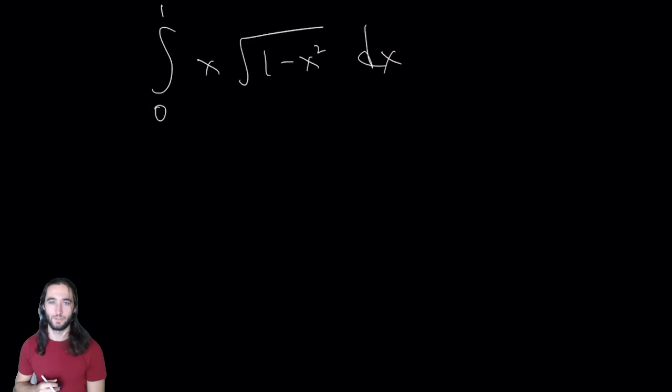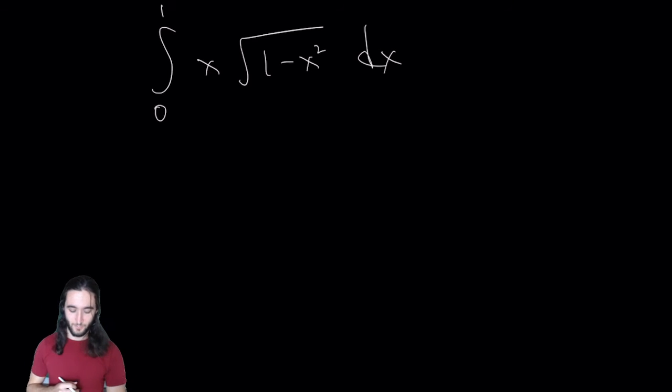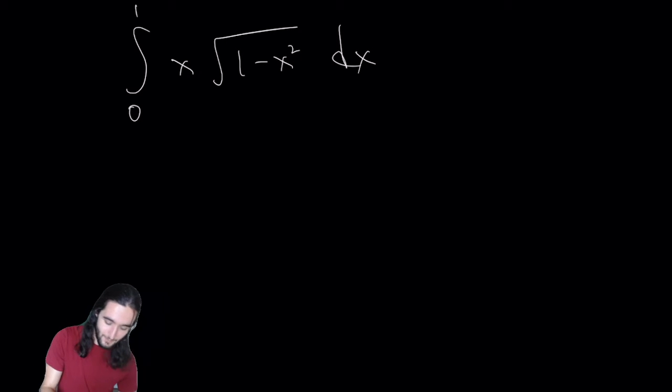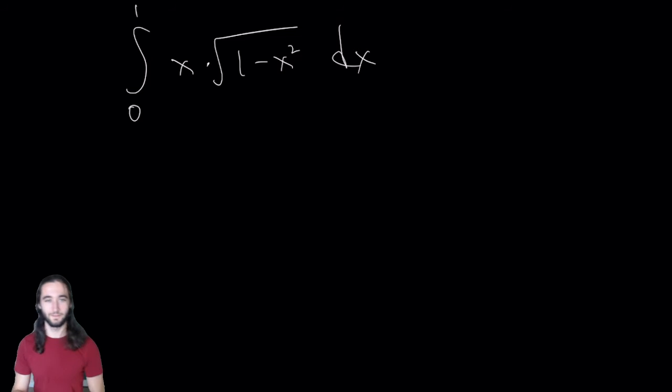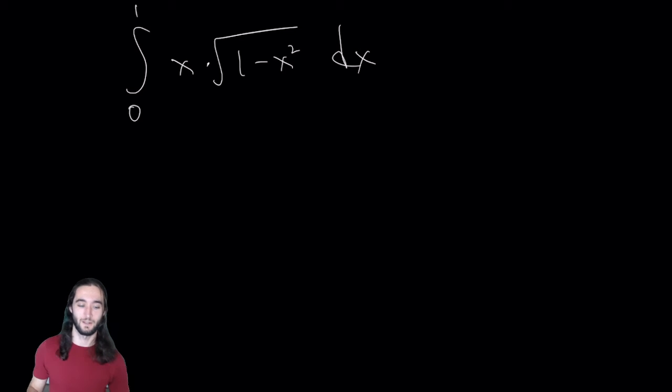Okay, question 1.2. We have the integral from 0 to 1 of x times the square root of 1 minus x squared dx. So this is a product of two functions, right? It is x times the square root of 1 minus x squared. So definitely integration by parts should be one of the techniques that comes to the top of your head.